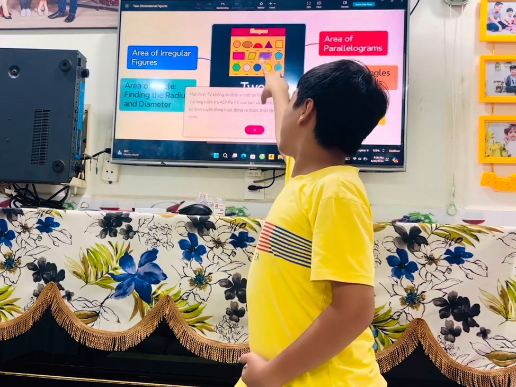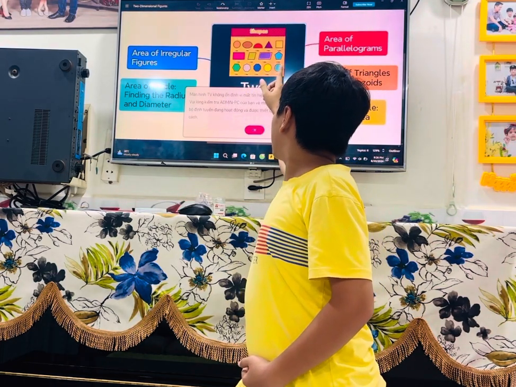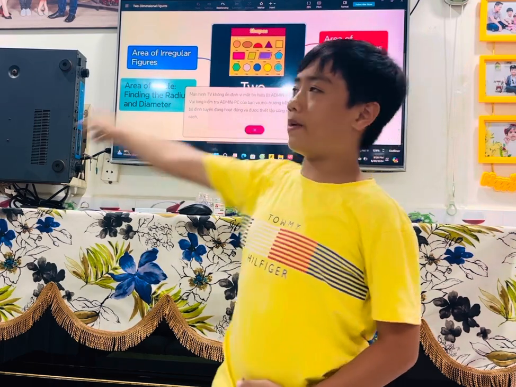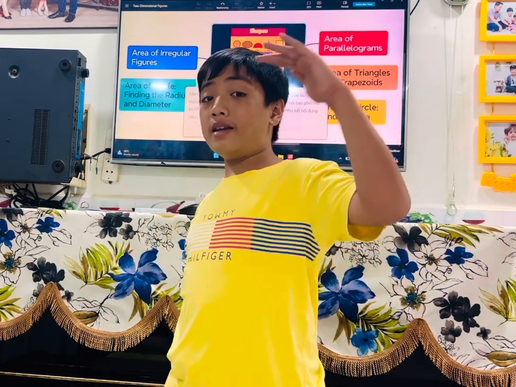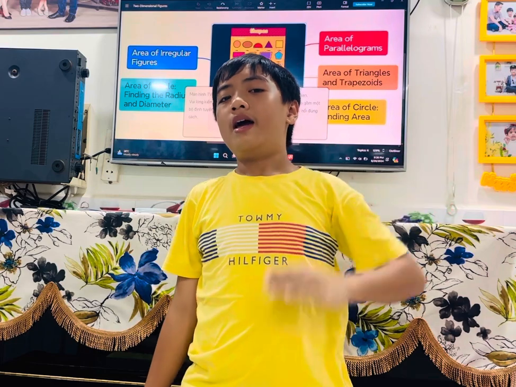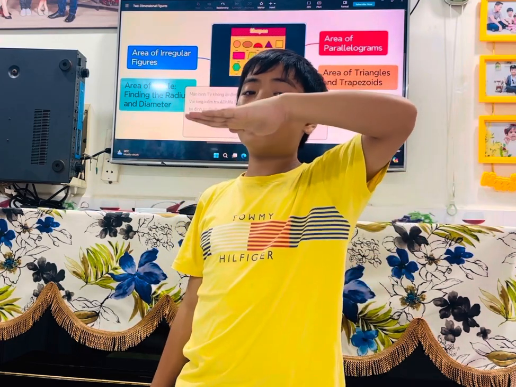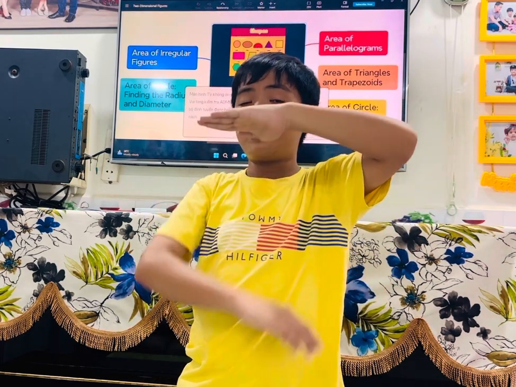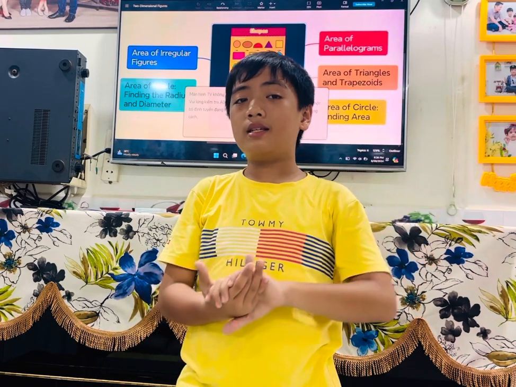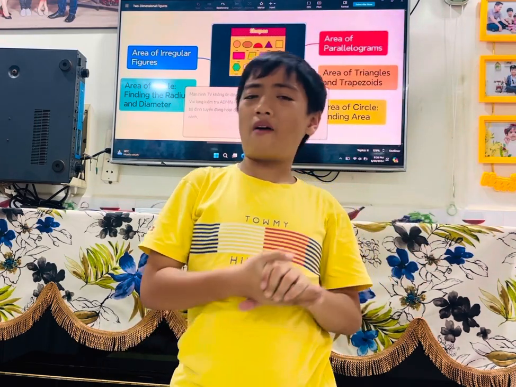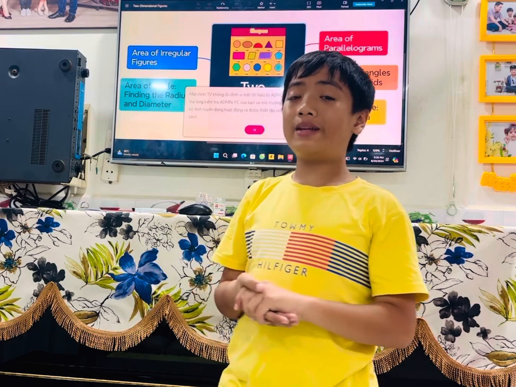Next, we have the trapezoid. Oh, I don't have a trapezoid up here. You take the two bases, one base that's longer than the other, on opposite sides. You combine the two bases together, divide by 2, then multiply with the height.